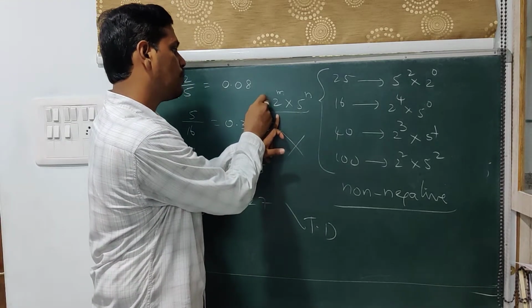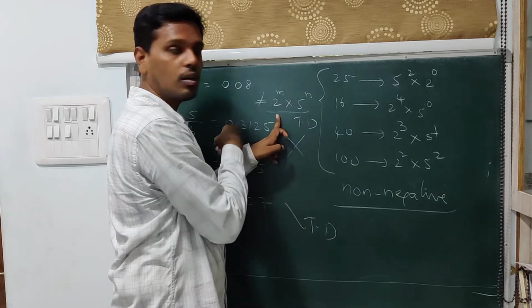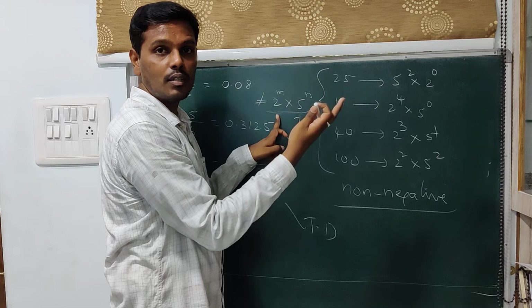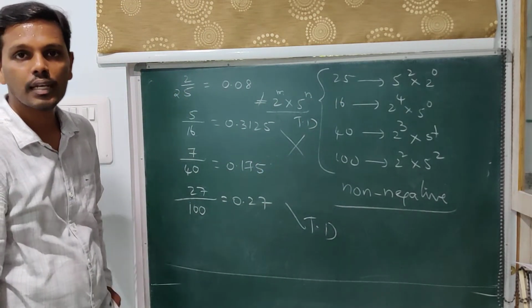That is, if the prime factorization is equal to this form, then this is a terminating decimal. If it is not of this form, then this is a non-terminating repeating decimal expansion. So that is the observation that we can make.